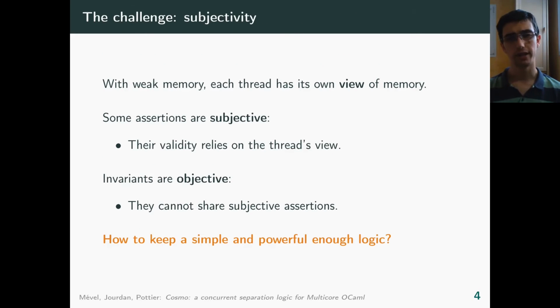Now, what breaks under a weak memory model is that each thread now has a different view of memory. This notion of view is crucial because it means that some assertions, like the points-to assertion, are only valid with respect to the current view of a thread. We call these kinds of assertions subjective assertions. But on the other hand, invariants hold equally for all threads, so they can only contain objective assertions, where by objective we mean non-subjective.